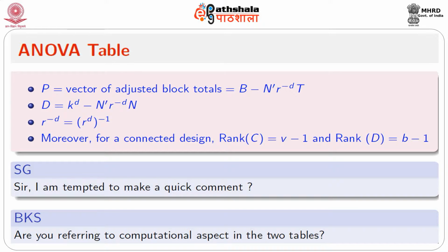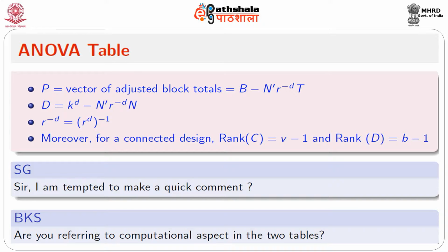and D is the matrix analogous to the C matrix, KD minus N transpose R minus DN, and R minus D is of course RD inverse. Moreover, for a connected design, whereas rank of C equals V minus 1, rank of D equals B minus 1, this is an if and only if statement. That's why whenever the design is treatment connected, it is also block connected and vice versa.